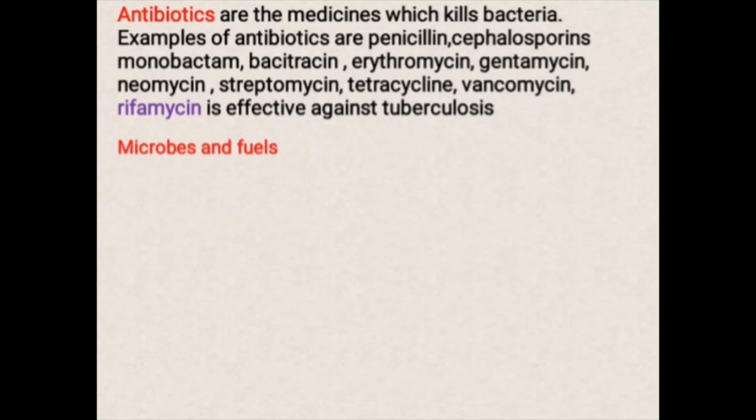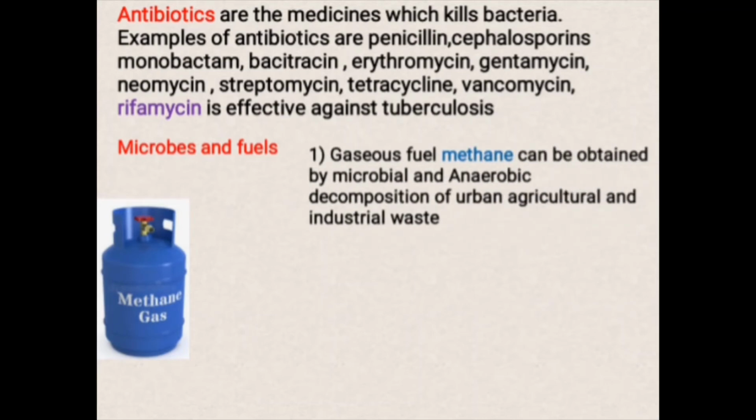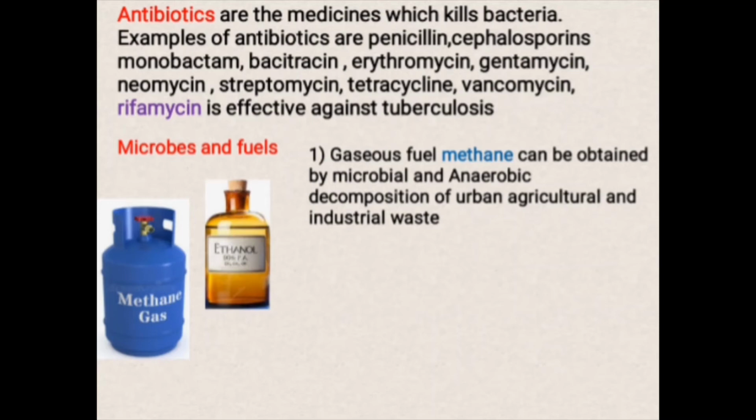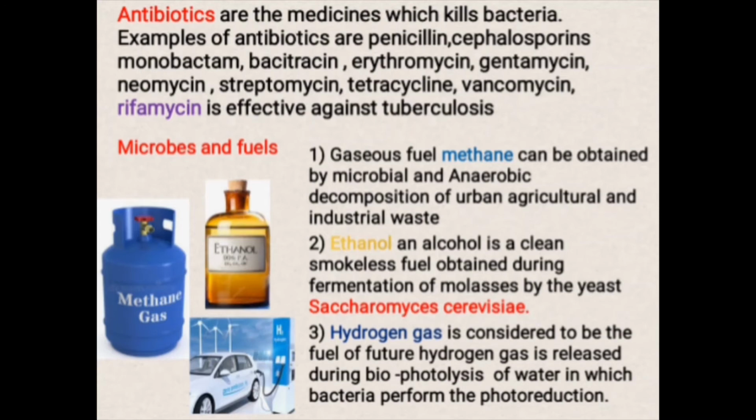Now let's talk about microbes and fuels. Gaseous methane can be obtained by microbial and anaerobic decomposition of urban, agricultural and industrial waste. Ethanol, an alcohol, is a clean smokeless fuel obtained during fermentation of molasses by the yeast Saccharomyces cerevisiae. Hydrogen gas is considered to be the fuel of future. Hydrogen gas is released during biophotolysis of water in which bacteria perform the photoreduction.